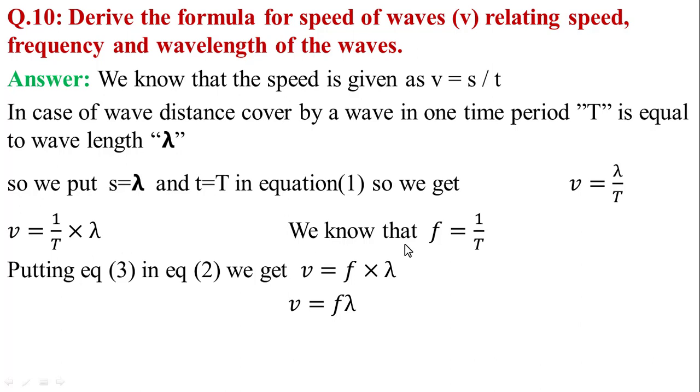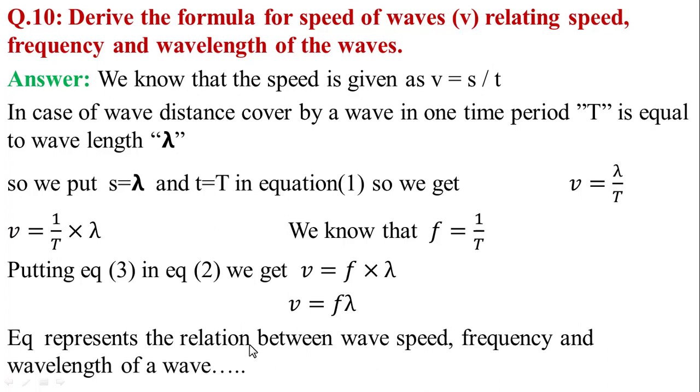We also know that frequency is the reciprocal of time period. So f is equal to 1 upon T. Putting this in the equation, we get V is equal to f lambda. We write that V is equal to f lambda. This equation represents the relationship between wave speed, frequency and wavelength. So this is also called the wave equation, the relationship between speed, frequency and wavelength.